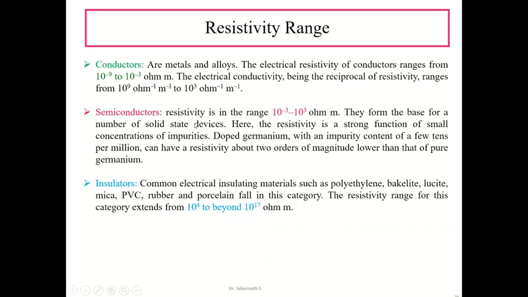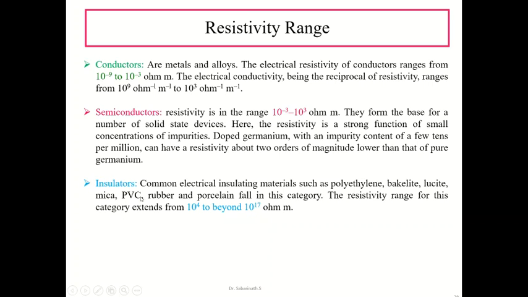Okay, the semiconductors. Its resistivity range is 10 raised to minus 3 to 10 raised to 3 ohm meter, and they form the base for a number of solid state devices, and the resistivity is a strong function of small concentration of impurities. So doped germanium with impurity content of a few tens per million can have a resistivity about 2 orders of magnitude lower than that of pure germanium.